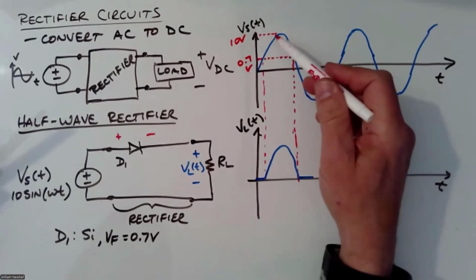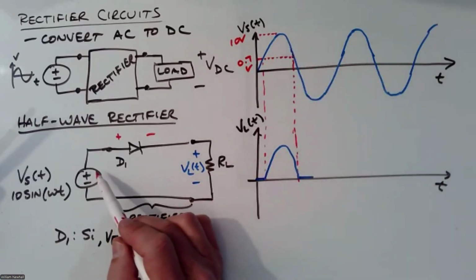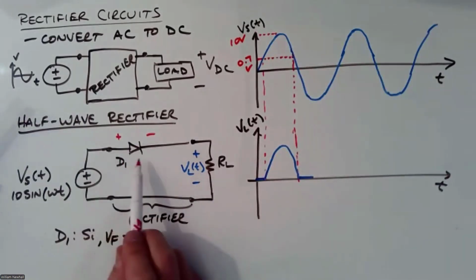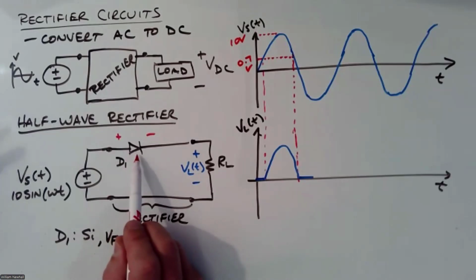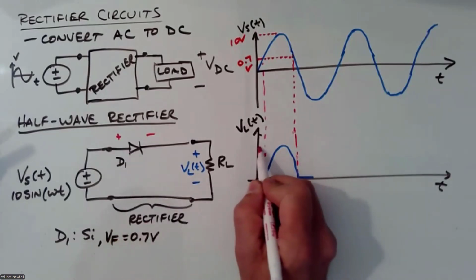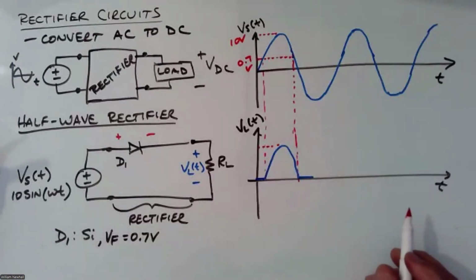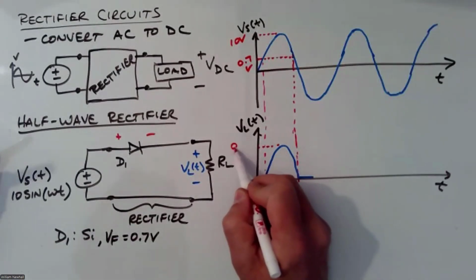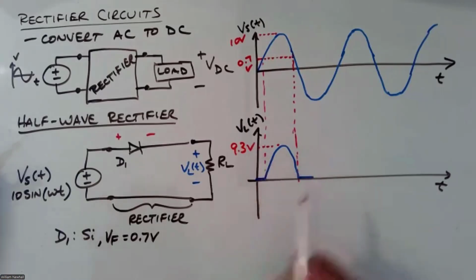And so if you have 10 volts across the source and you do a quick mental KVL equation here, you have 0.7 across the diode, you'll have 9.3 across the load.